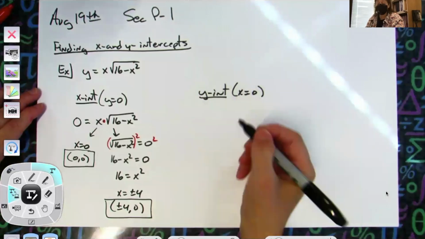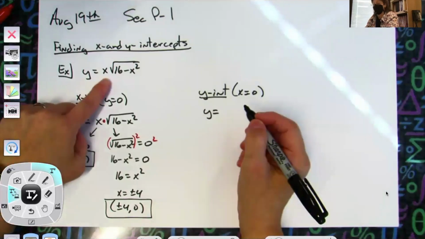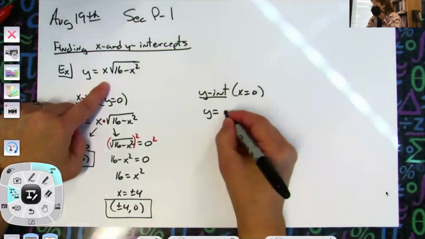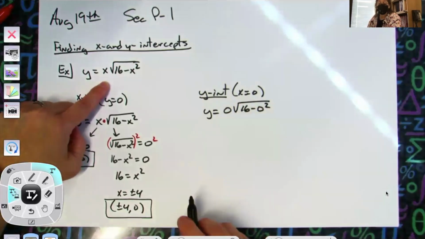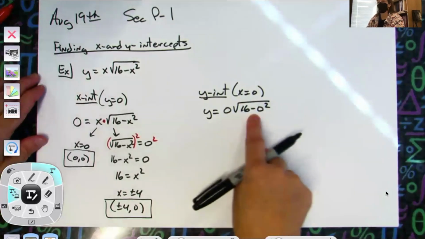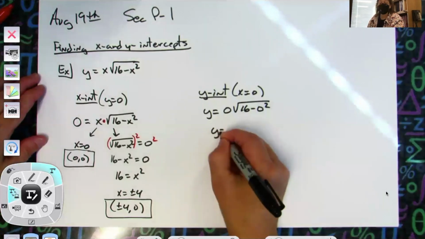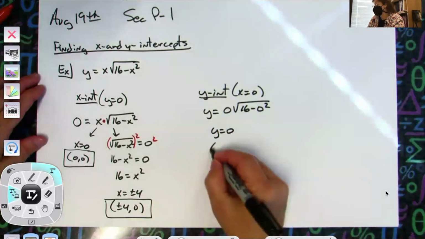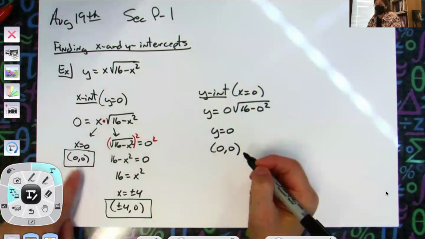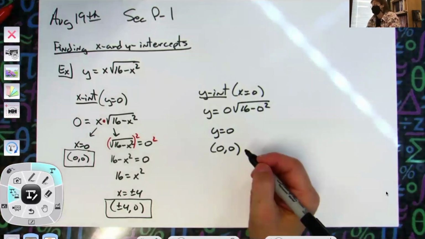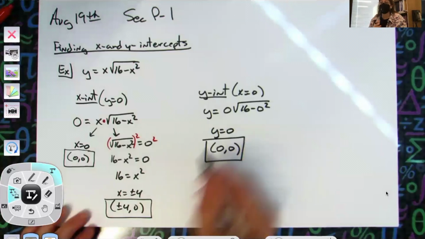This one may be a little bit easier here. So I'm going to go y equals, and replace each of these x's with 0. So 0 times the square root of 16 minus 0 squared. You've got to be able to do that real quick, right? 0 times anything is going to be 0. So y equals 0. So again, on that one, (0, 0). But we kind of knew that because this is the origin. So if it goes through the origin, it's both an x-intercept and a y-intercept. But you want to make sure, since they're intercepts, that you are writing them as ordered pairs.